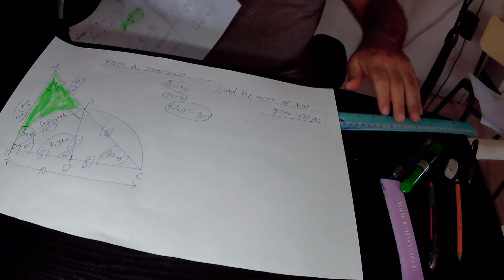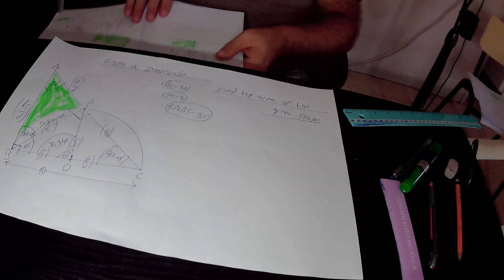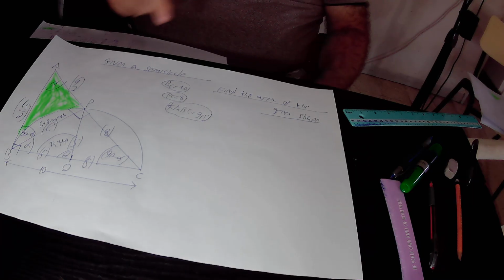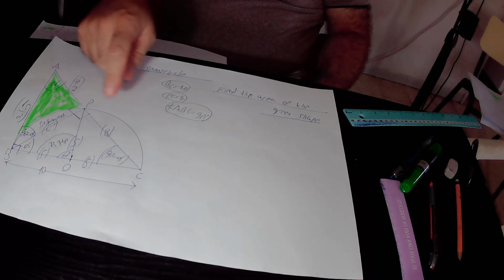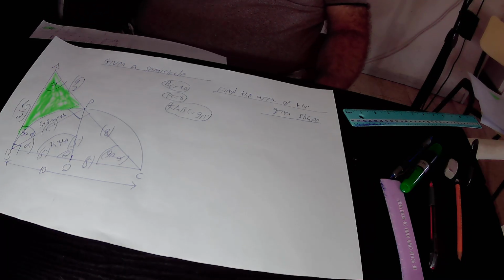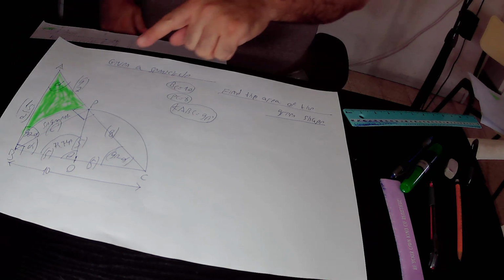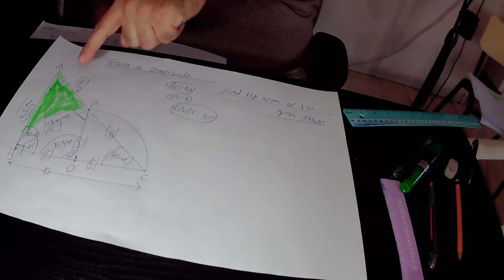In the first question, our task is to find out the area of this green shape. In the drawing, we have a semicircle. You know that BC equals 10 units. That is to say, the diameter of this semicircle is 10 units, because BC is the diameter. In addition, we know that angle ABC is the right angle. This is side PC, which is 8 units in length. Again, our task is to find out the area of this green shape.